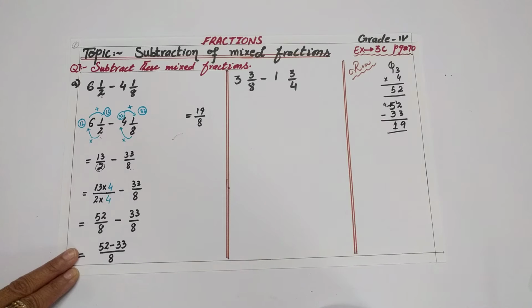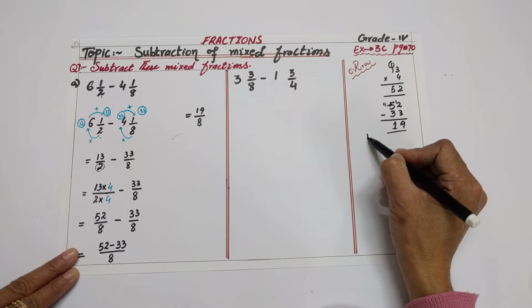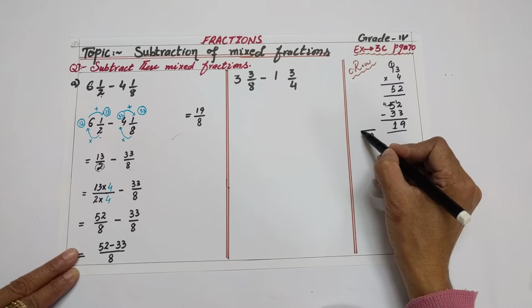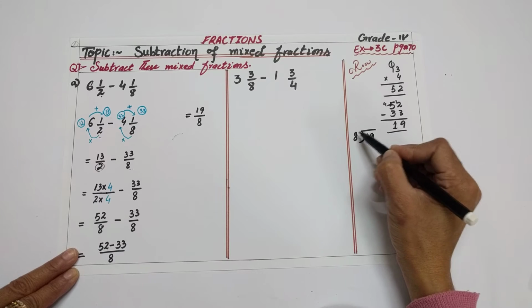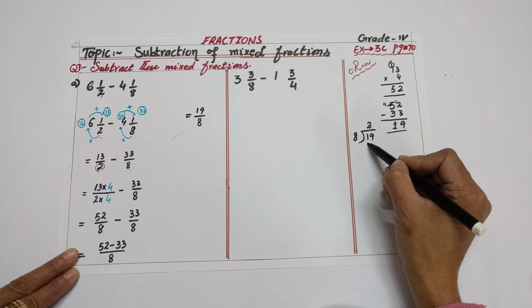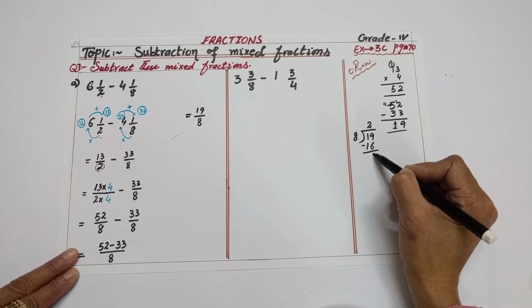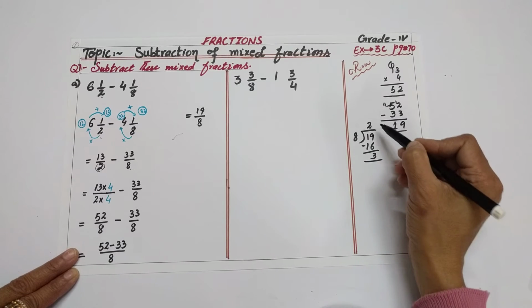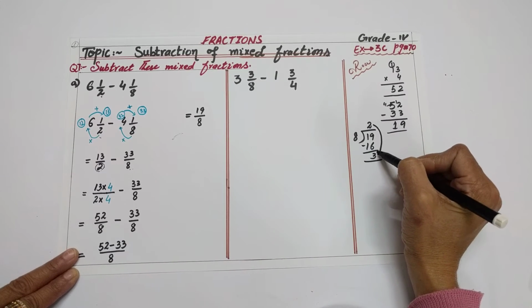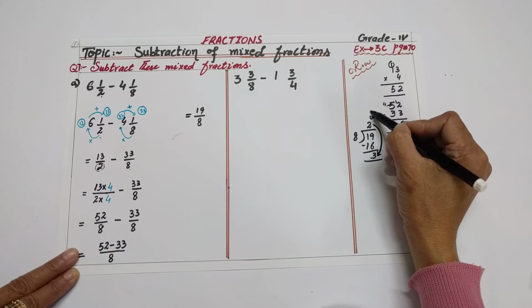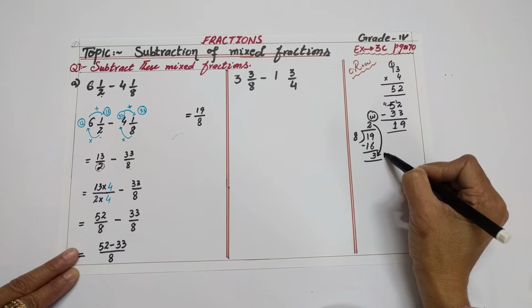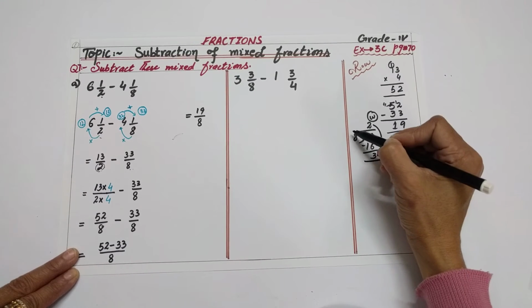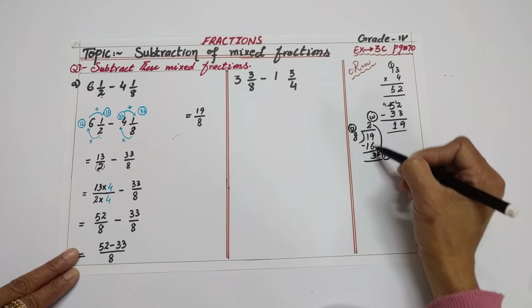by division. You will divide the numerator by the denominator. 8 2s are 16. So 19 minus 16 is equal to 3. How will we write it? 2 will be the whole, 3 will be the numerator, and 8 will be the denominator.